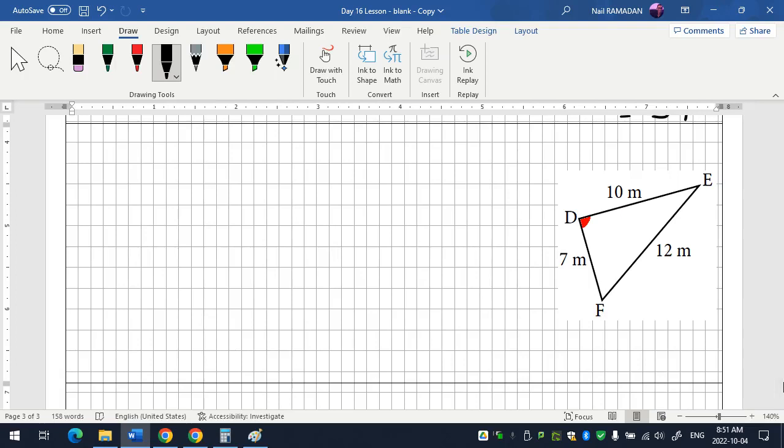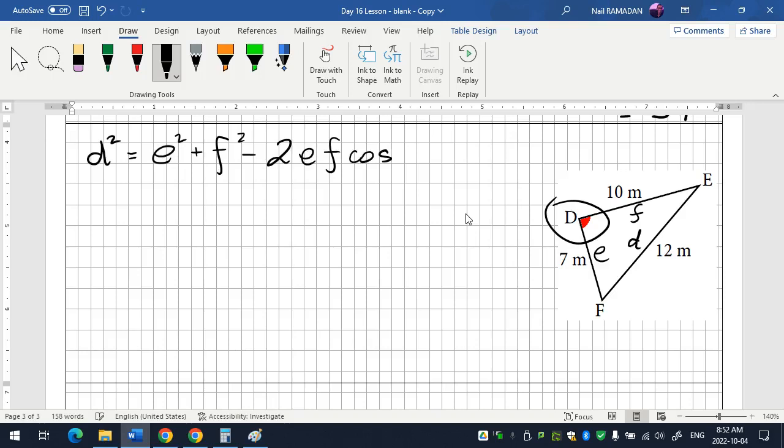All right, let's label these sides though. If this is D, this is small d. This is F, this is small f. And if this is E, this is small e. We want this one. So I'm going to start with D squared equals. Who would like to finish this? Noor, go ahead. E squared. You have to put the 2. Yes. Very good.